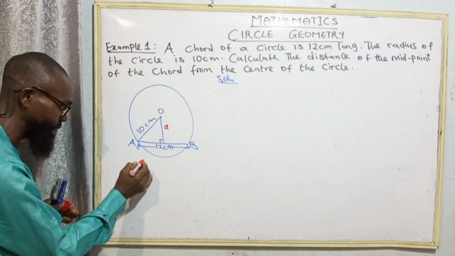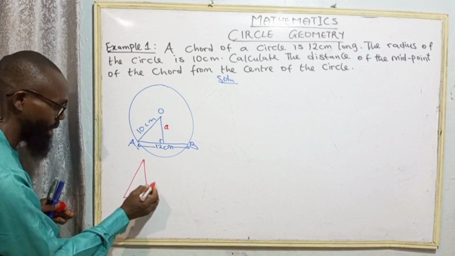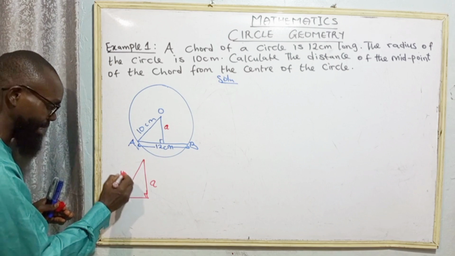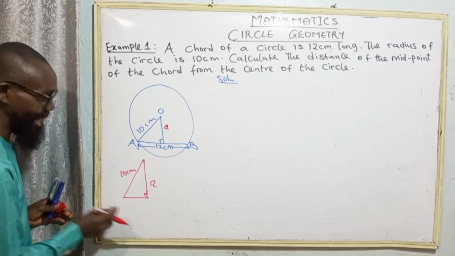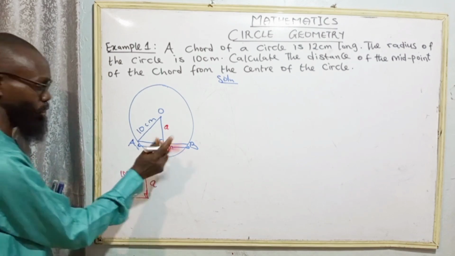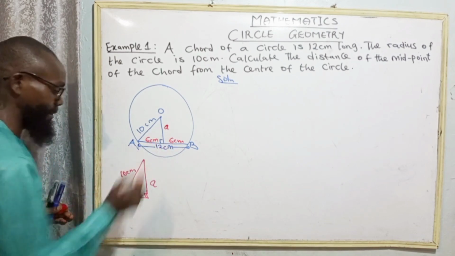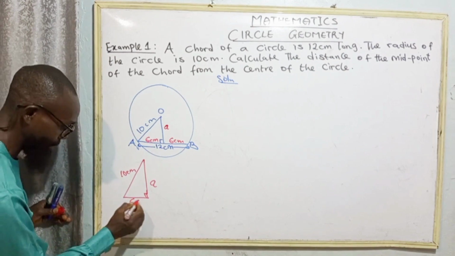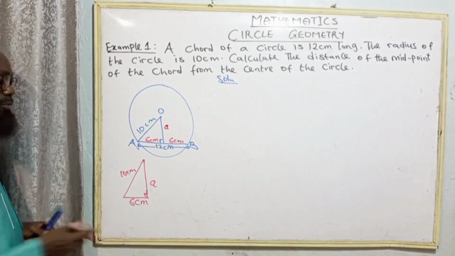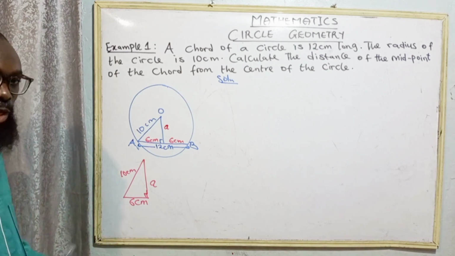Now, taking out that particular triangle, small a, 10 cm. Then this line has divided this 12 cm into two. So we are going to have 6 cm here and 6 cm here. So this is 6 cm. Now I want to find the value of a. And don't forget I said you are going to make use of the Pythagoras theorem.